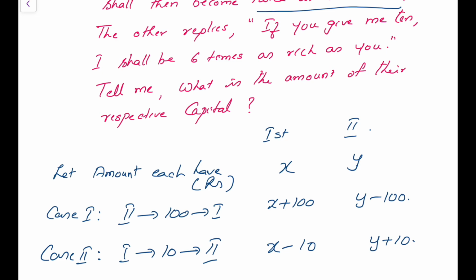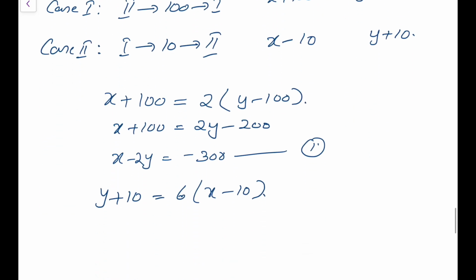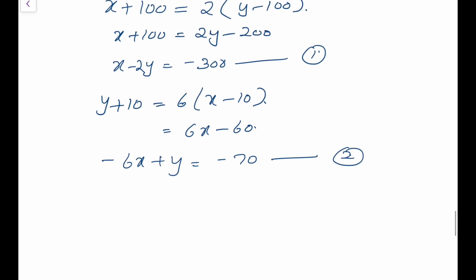Now coming to the second person, what is he telling? The other replies, if you give me 10, I shall be 6 times as rich as you. So the second person is Y plus 10 equal to 6 times the first, so 6 into X minus 10, 6 times as rich as you. So 6X minus 60. So it will be minus 6X plus Y equal to minus 70. So this is equation 2.